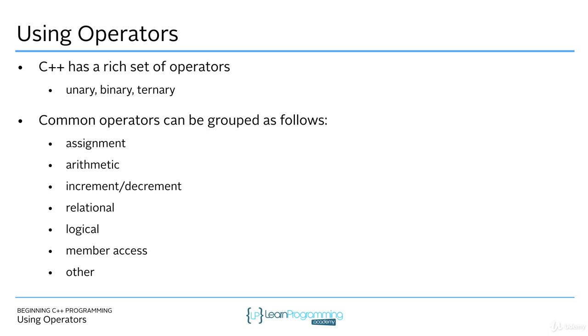There's even a ternary operator that operates on three operands. This is the conditional operator. The C++ common operators can be grouped into several categories. Assignment operators are used to modify the value of some object by assigning a new value to it. Arithmetic operators are used to perform mathematical operations on operands.